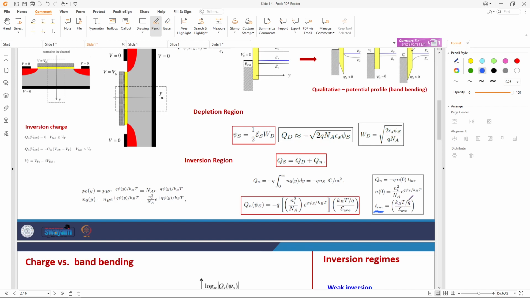Okay, so this has the units of energy. So what will energy by charge give me? Come on, this you guys should be able to tell.